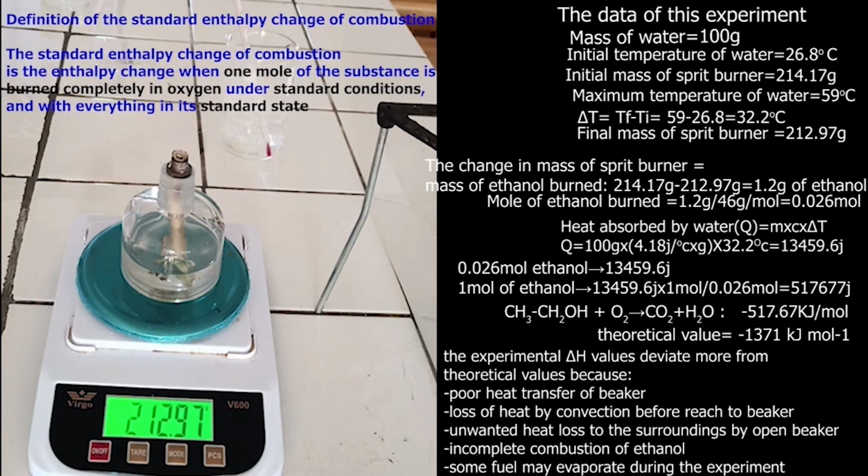Meaning of standard conditions and standard state. Standard state is the physical state of a substance under standard conditions. Standard conditions are: standard temperature is 298 Kelvin or 25 degrees Celsius. Standard pressure is 1 atmospheric pressure or 100 kilopascals. Standard concentration of 1 molarity.